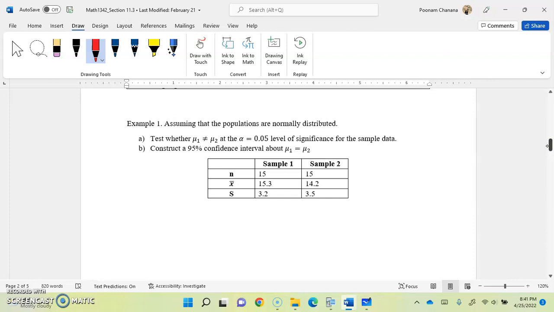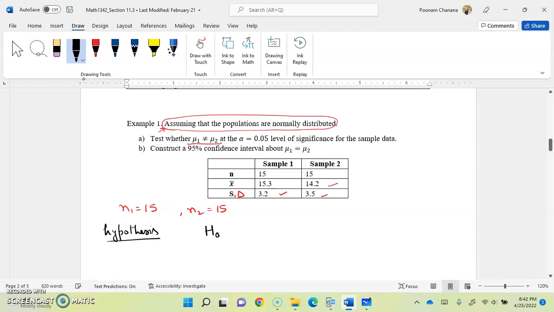Assume that populations are normally distributed. So assuming that populations are normally distributed, that is going to verify our requirements. The main requirement is that N1 here is given to be 15, N2 is given to be 15. Sample mean for the first sample is given to be 15.3. Sample mean for the second sample is given to be 14.2. Standard deviation for the first sample is given as 3.2. Standard deviation for the second sample is given to be 3.2. Test whether mu1 is not equal to mu2. So the first step would be to write the hypothesis.